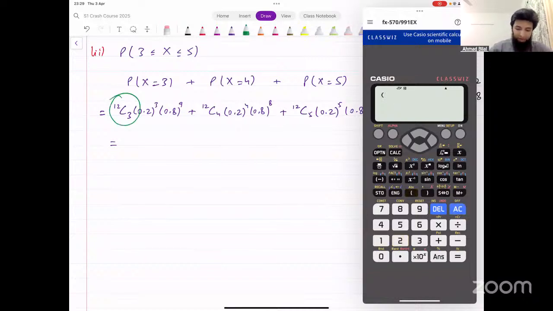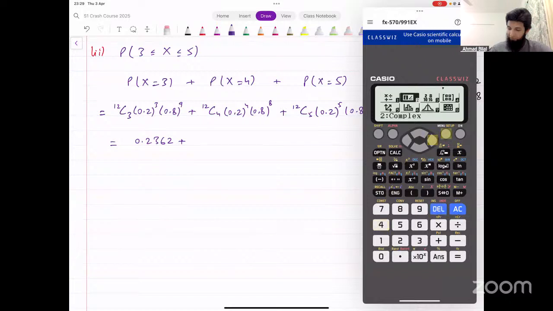Write this in brackets, 12C3. So 12C3. And then you have 0.2 raised to power 3. And then 0.8 raised to power 9. Okay, that's the first case. That is 0.2362. And that's the first case that you have. Plus, now you just edit this a bit. Replace 3 with 4 here. Replace this power with 4. And replace this power with 8.